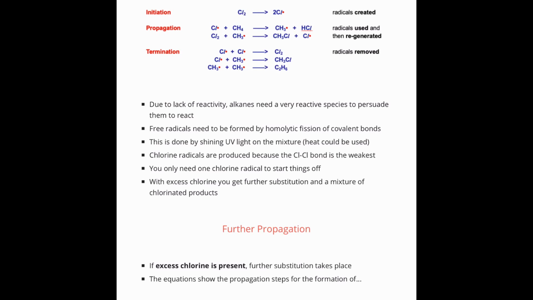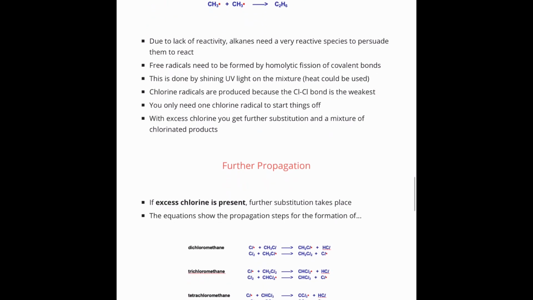So key words, homolytic fission, where you get breaking of a covalent bond, 1 electron going to each of the species to form a radical. This is achieved by shining UV light. Cl-Cl breaks because it's the weakest bond.